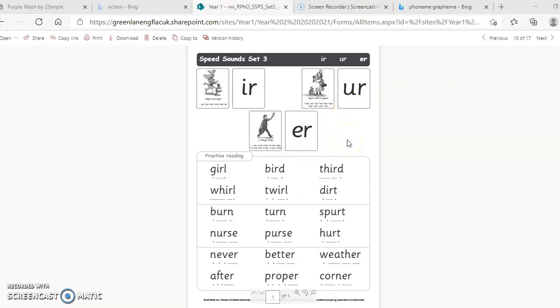So they are all represented by the same phoneme, but the sound they make are represented by a different grapheme. The grapheme is what it looks like written down, but the phoneme is the sound it makes, isn't it? Okay, so as you can see here, they all make the same sound, don't they?